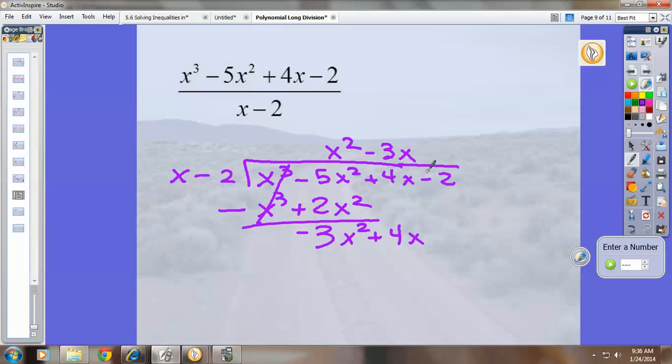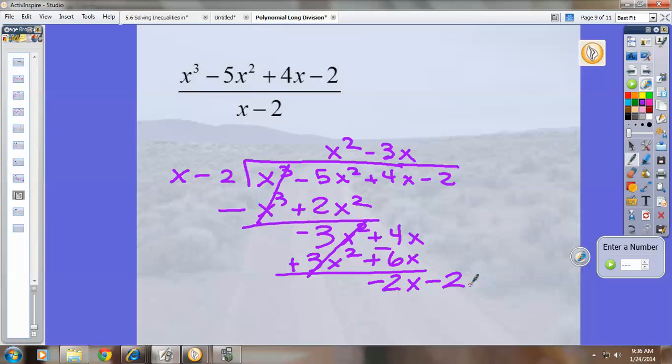Negative 3x times x is negative 3x squared. Negative 3x times negative 2 is positive 6x. After we multiply, what do we do? Subtract or multiply by negatives. The x squares are going to cancel out. 4x minus 6x is negative 2x. What are we going to do next? Bring down the negative 2.